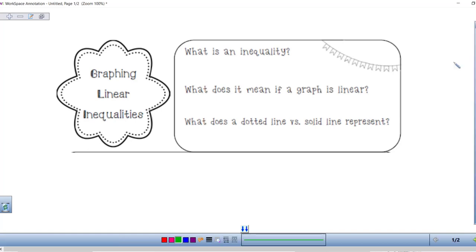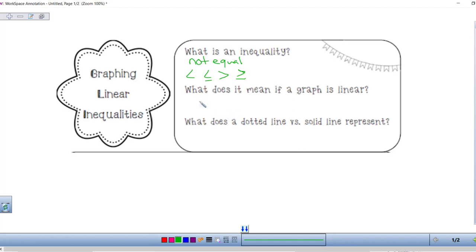Today we're going to talk about how to graph linear inequalities. First, let's talk about what an inequality is. An inequality is not equal. So that's where we see our less than, less than or equal to, greater than, and greater than or equal to symbols.